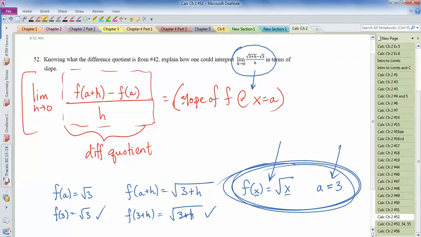So it's the slope of f. This guy right here is the slope of f of x equals root x at x equals 3. All right.